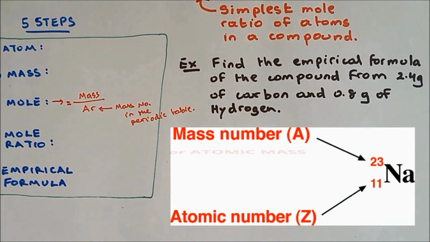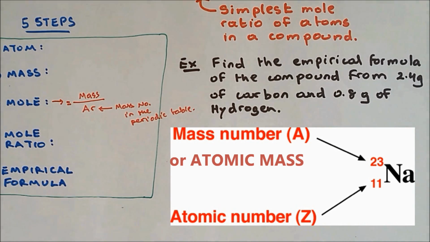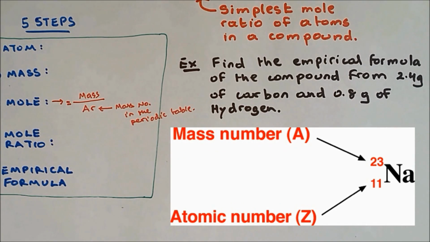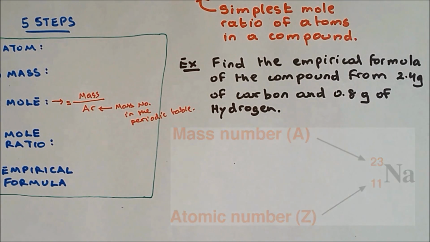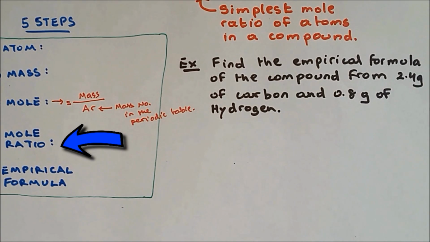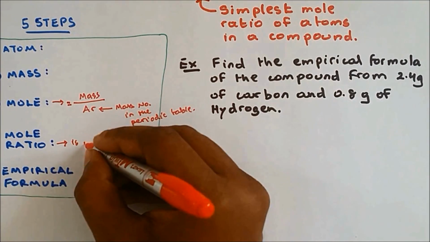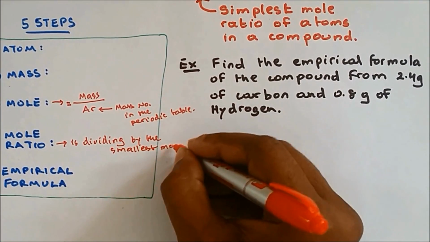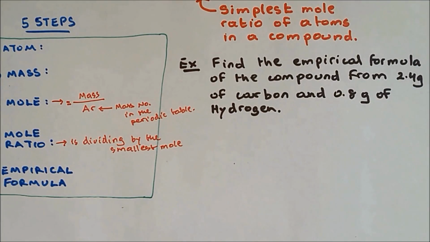If you look at the periodic table, there is mass number and atomic number, and you need to look at the bigger number, which is mostly found at the top, and that is the mass number, and that is the AR. The mole ratio is obtained by dividing by the smallest mole. I'll show you how to do this when doing these questions over here. And the last step, you'll be able to work out the empirical formula using the mole ratio.